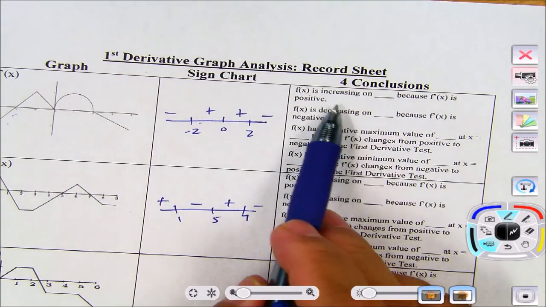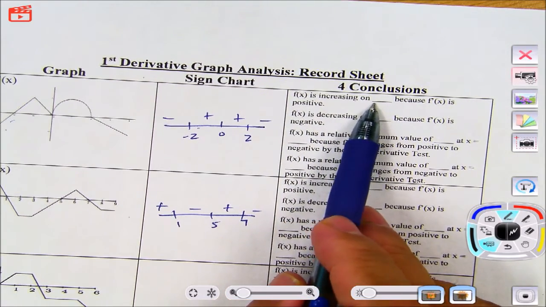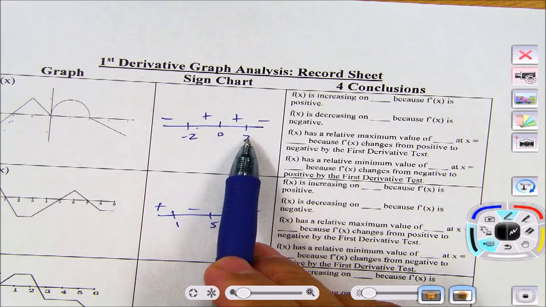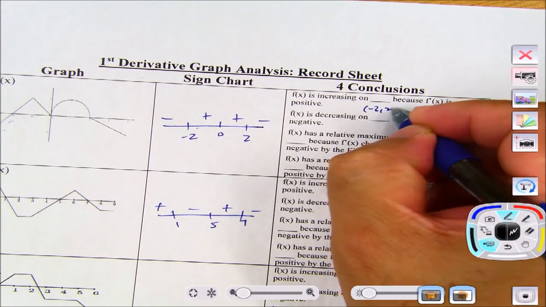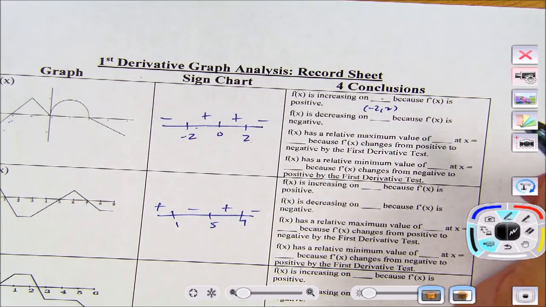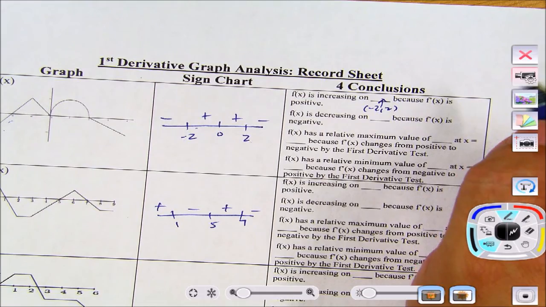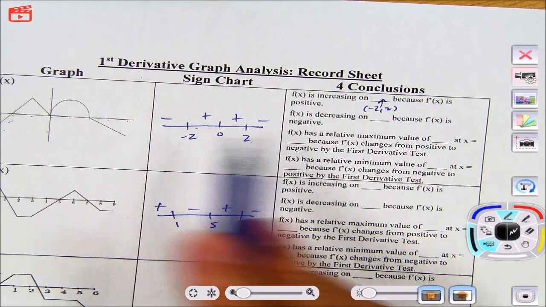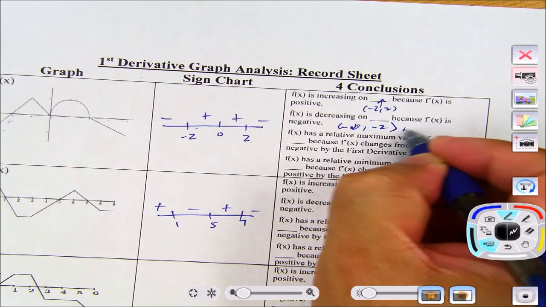Alright. And then it says f of x is increasing on, and you're going to put the interval in there. So f of x is increasing on -2 to +2. That goes in that blank. So we don't even have to worry about the 0 in the middle? Good question. Do you have to worry about the 0? No. Okay. Alright? F of x is decreasing on, so this time you have two intervals, so that would be -∞ to -2, and 2 to infinity.